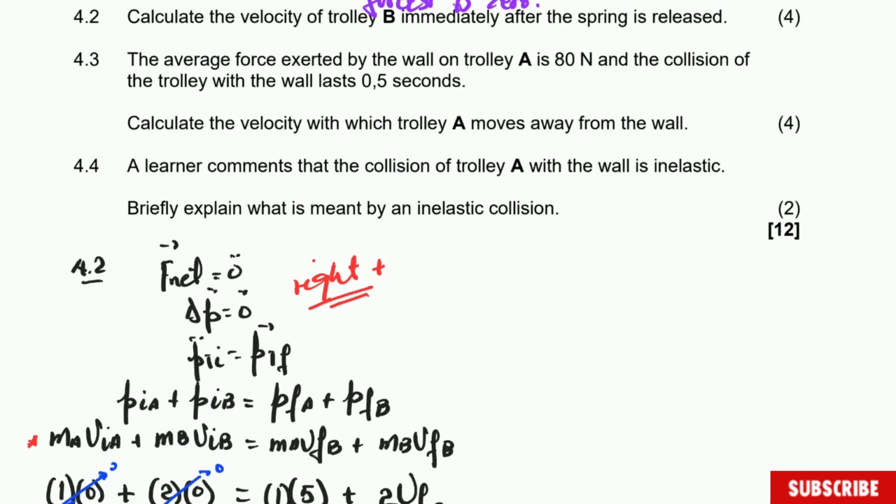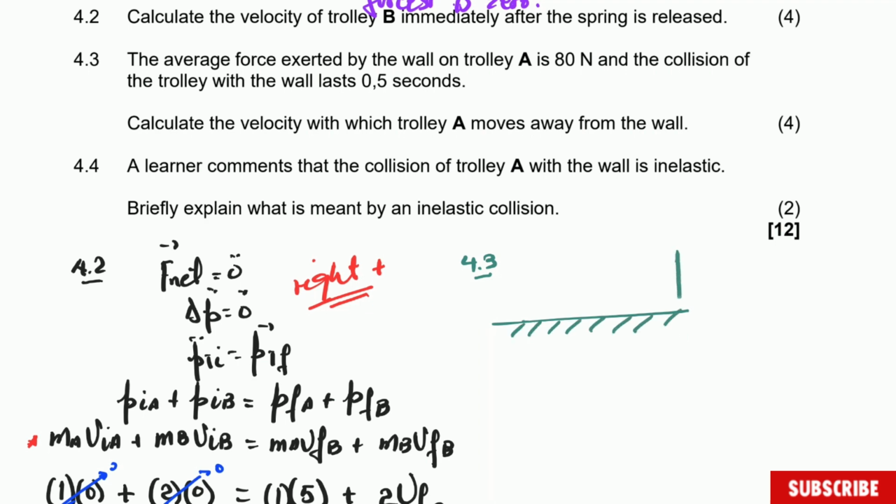Question 4.3 says, the average force exerted by the wall on the trolley is 80 Newton, and the collision of the trolley with the wall lasts 0,5 seconds. Calculate the velocity with which the trolley moves away from the wall. Very good question. So this is question 4.3. Let's do it here. We have a trolley. Let's make this the surface.